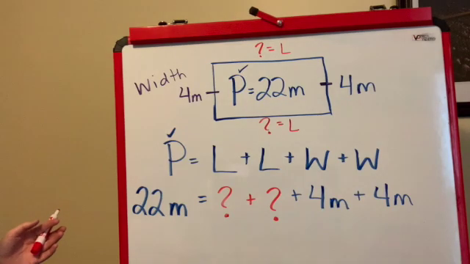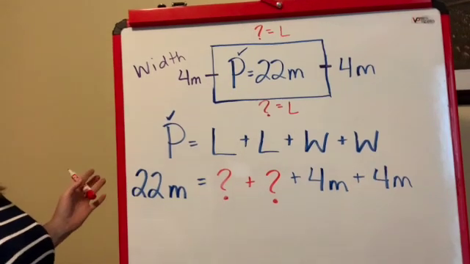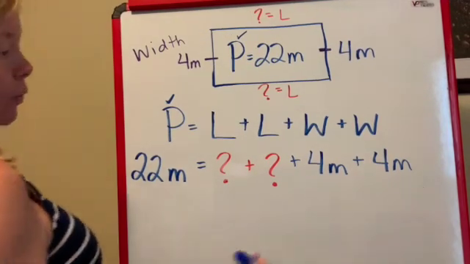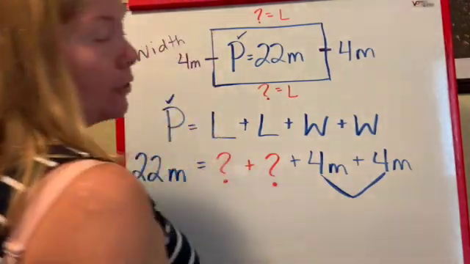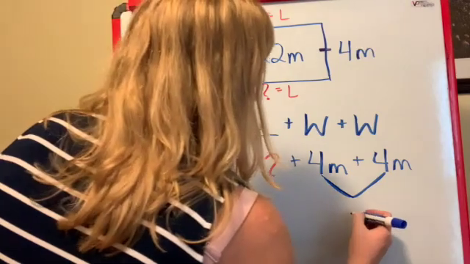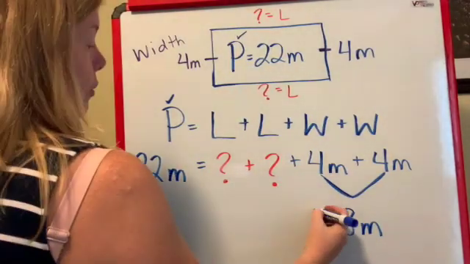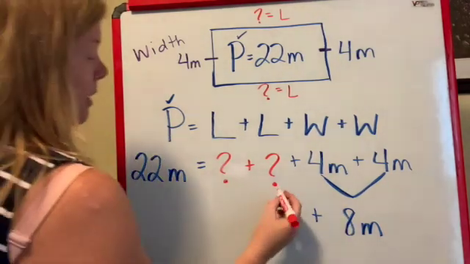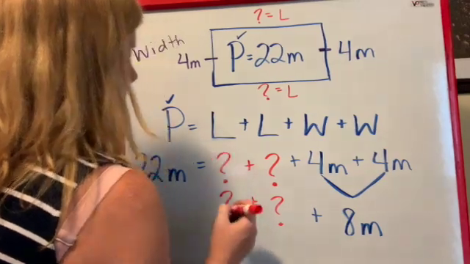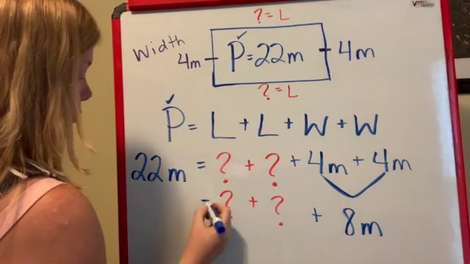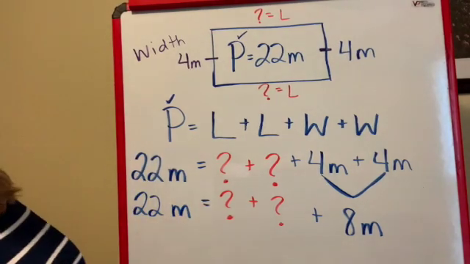What's our next step? Absolutely. We've got to go ahead and combine what we know. Let's combine what we know. We have 4 meters plus 4 meters is going to give us, yes, absolutely, 8 meters. We still do not know what our question marks are, so we do not know our length, but we do know the perimeter still, of course, so we bring that down. Next step.